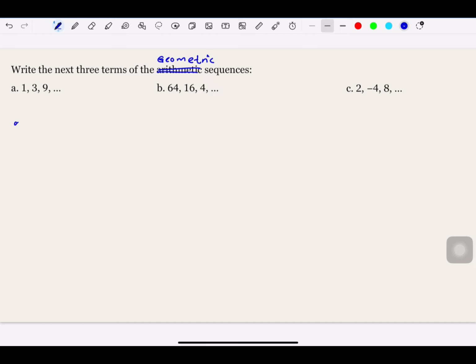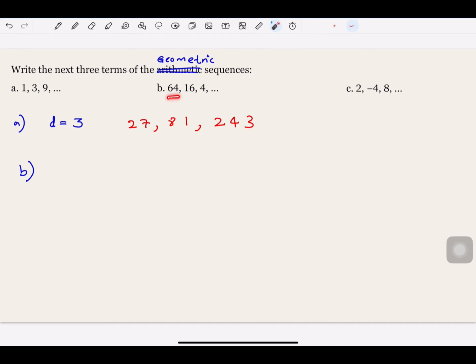Okay, so let's start with the first example here. 1, 3, 9. What is the common ratio here? Clearly I can see the common ratio is 3, because each term is multiplied by 3. So the next three terms are: if you multiply 9 by 3, you will get 27. 27 by 3, 81. 81 by 3, 243.